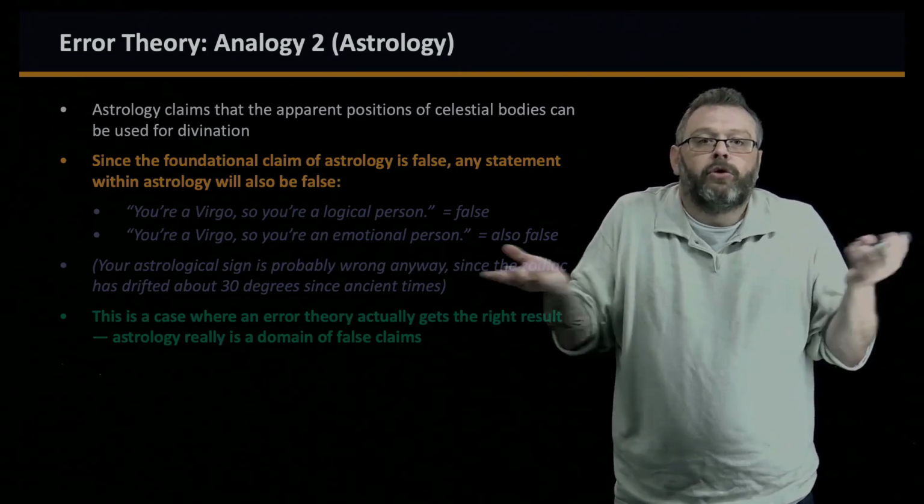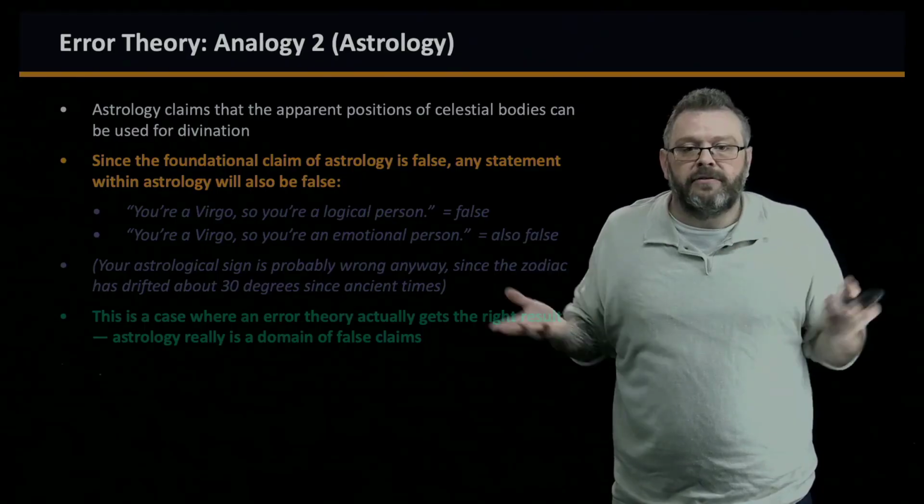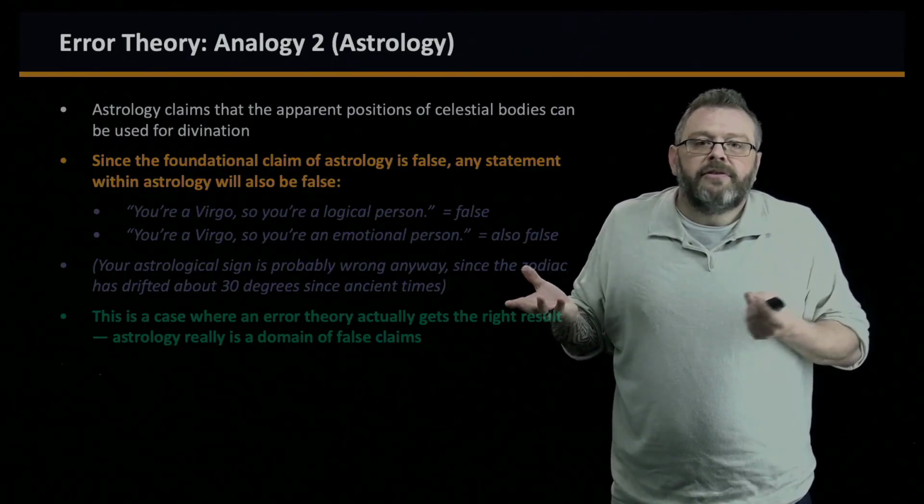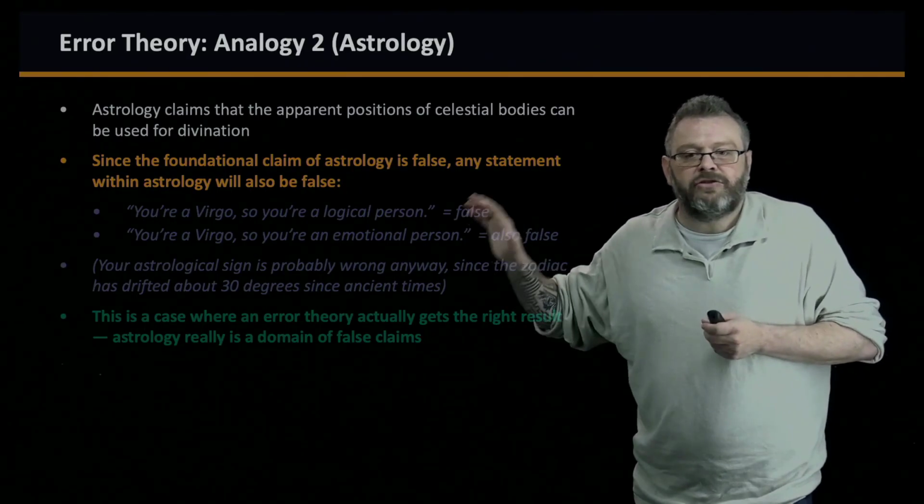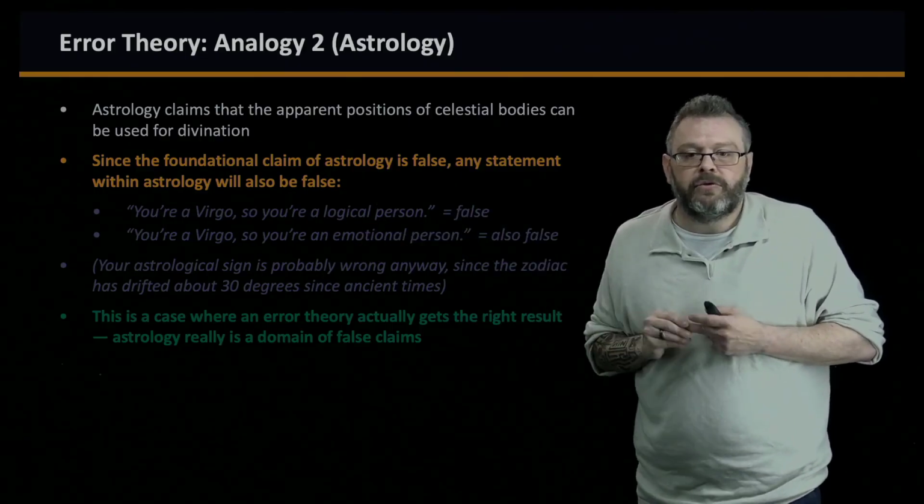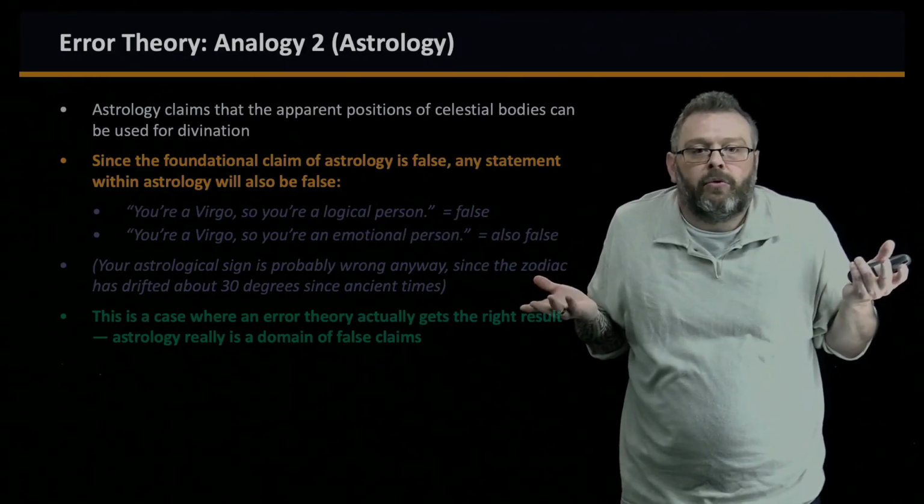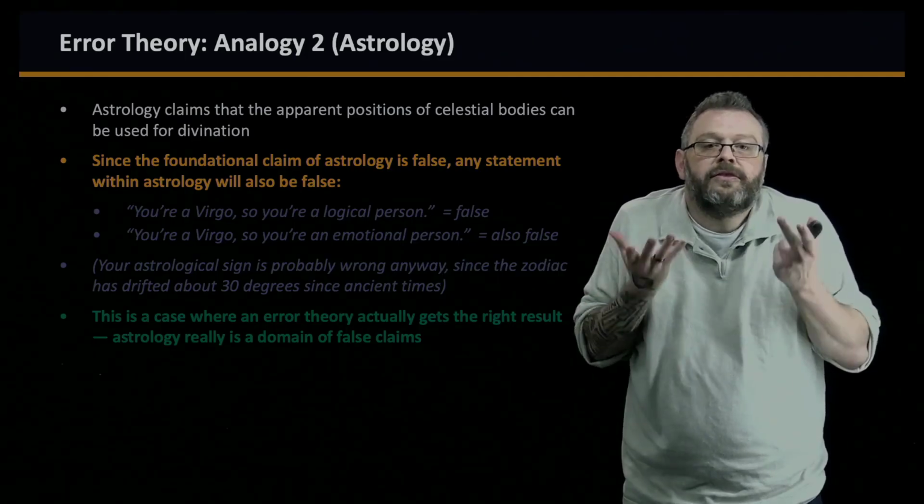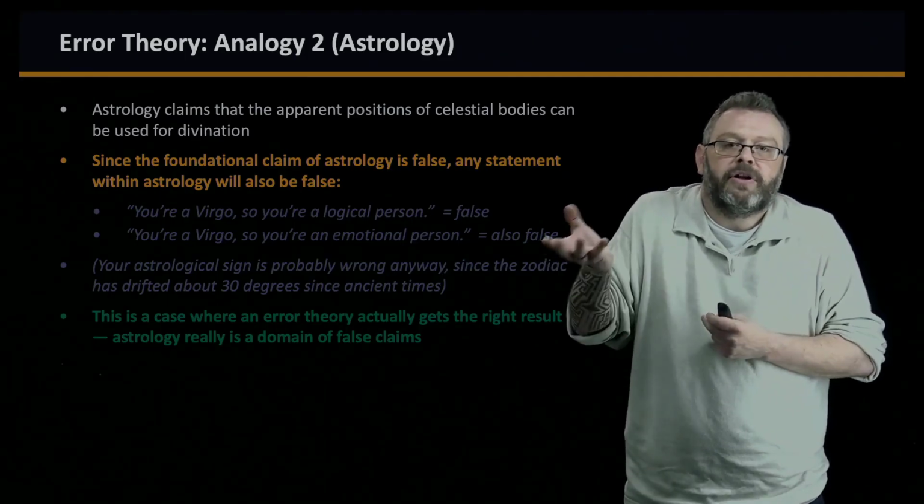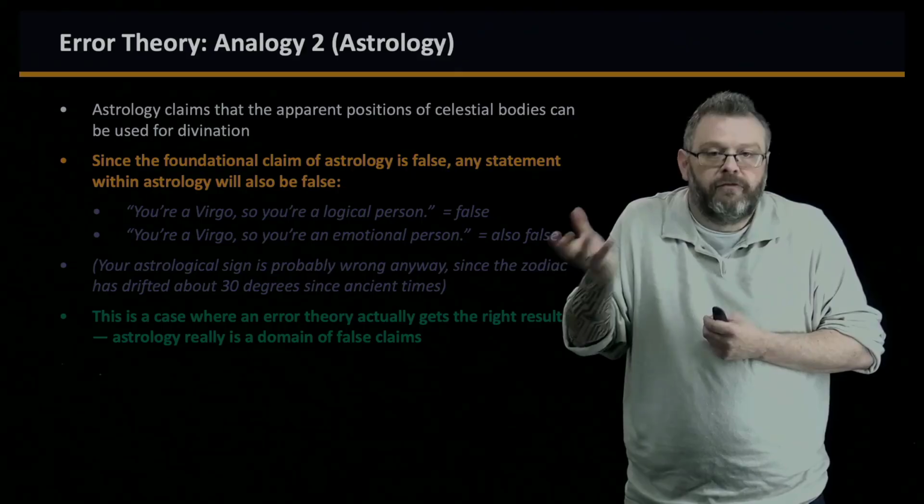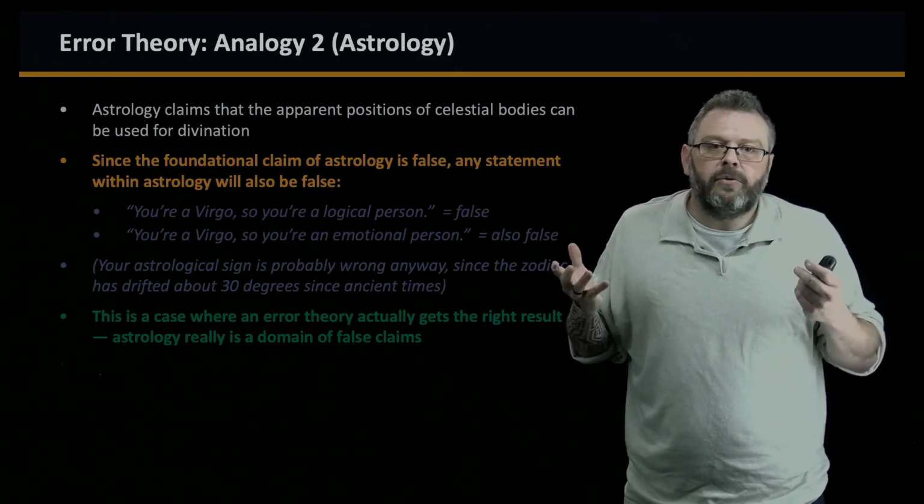But it's all hokum. It's all bunk. It's nonsense, right? And so any kind of astrological claim, like, oh, you're a Virgo, so you're a logical person. I'm not a Virgo, right? That's not a thing. That's not a property that a thing can have, being a Virgo. And so it's kind of funny.